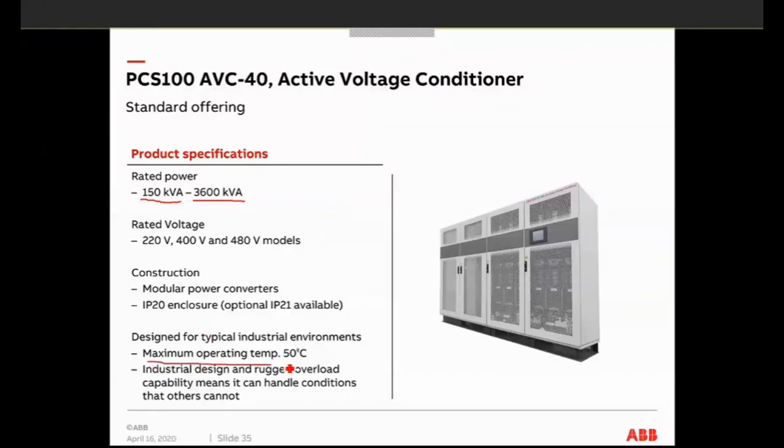And the maximum operating temperature is 50 degrees centigrade. So this product does not need an air conditioning system. Okay? You just need to protect it against dust because we only have an IP20 enclosure. And if you need the IP21 enclosure, this is available. All right? So just to give you an idea, the lifespan of this product is actually 10 years. And the technology lifespan is actually at a running 25 years.